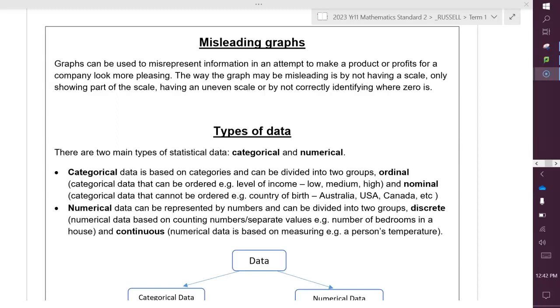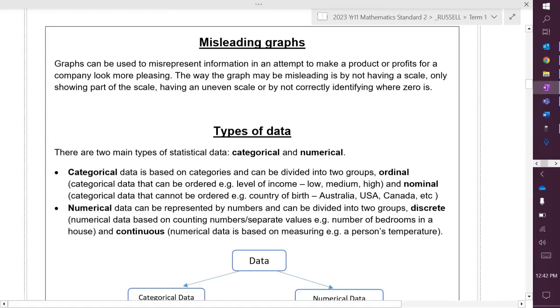Misleading graphs is our next lesson, and these are graphs that quite often are used to make a product or profits of a company look more pleasing. And the way the graph can be misleading is by not having a scale, that's one of the key ones, or only showing part of the scale, or having an uneven scale, or not correctly identifying where 0 is.